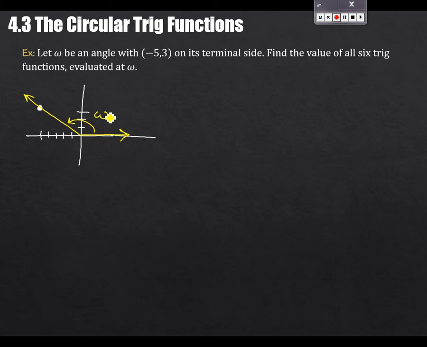Okay. Here, let's do this. So what do we need in order to find those? If we want to find the sine, for example, it's going to be y over r. Uh-oh, we don't have r. What's r? Square root of something.